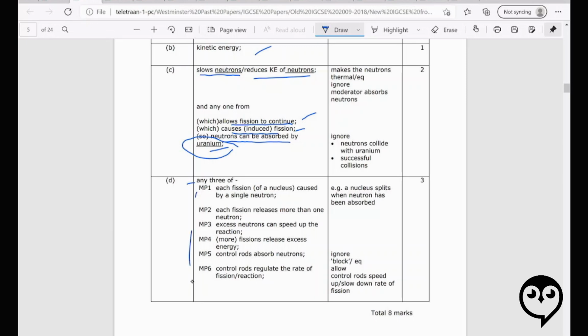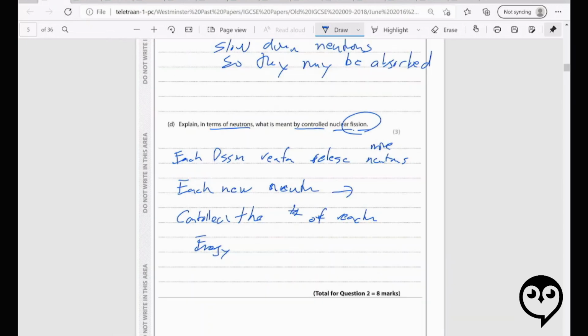Okay, and then the other question here. Any 3 of these, okay? Basically, what have they said? Each fission is caused by a single neutron, and that releases more than 1 neutron. I believe we had said that. And then excess neutrons can speed things up. If you've got too many, we'll have an increased rate of reaction, and then that's excess energy, which we don't really need. And so we've got control rods to absorb and regulate. And that's kind of what we had said. I'm sorry, I kind of rushed through that.